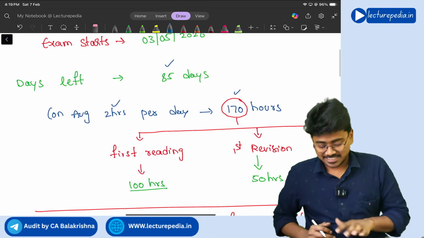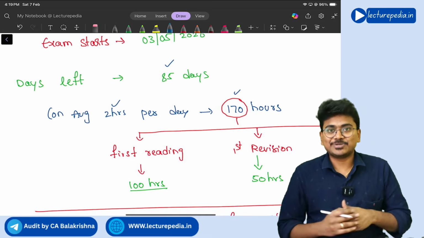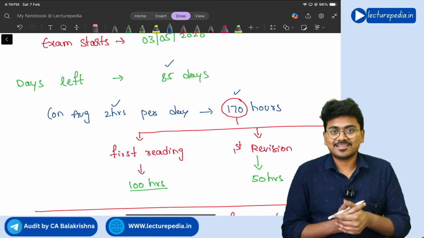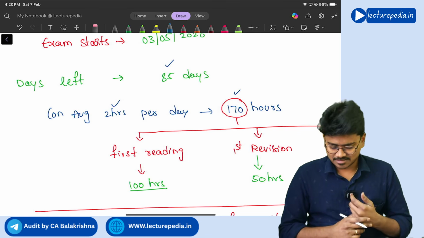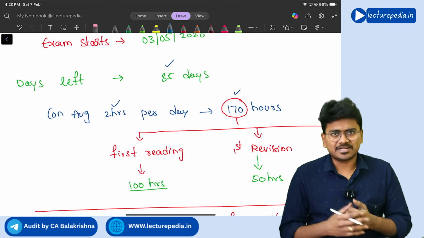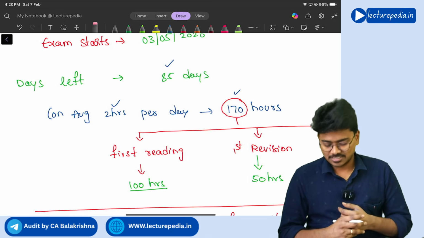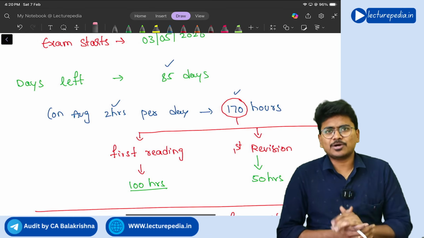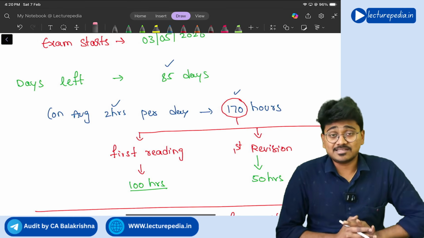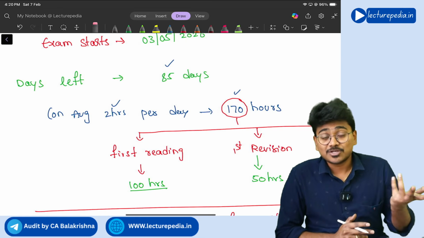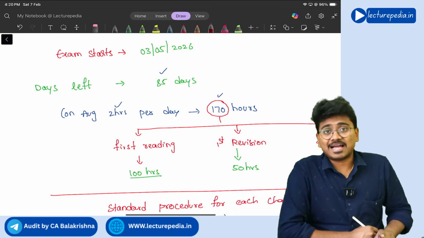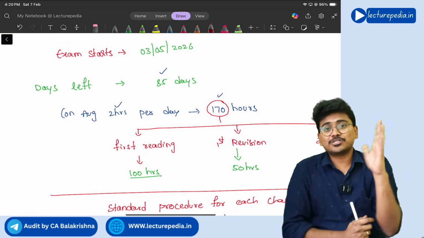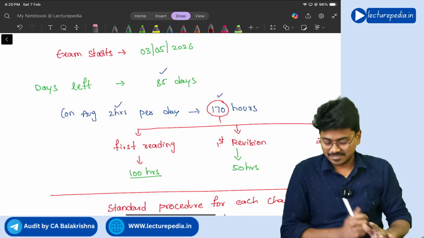So 170 hours, if you convert it into days, roughly some 6 days you get, I guess. Not 6 days, 7 days you might get, right? So roughly 1 week you have if you convert it into days for the audit subject. So see, if you deeply analyze the available time, you people should shiver like anything, right?